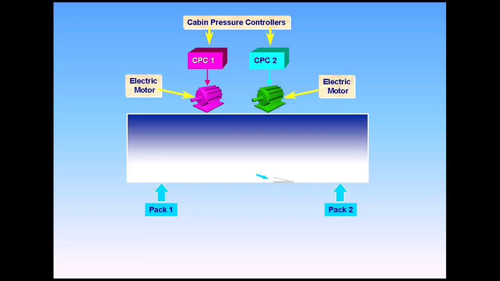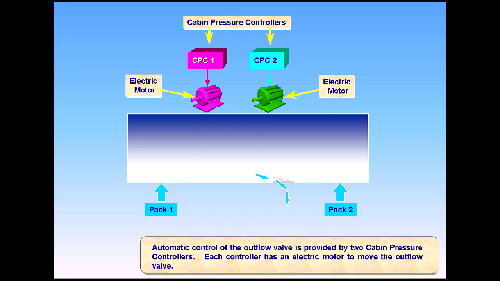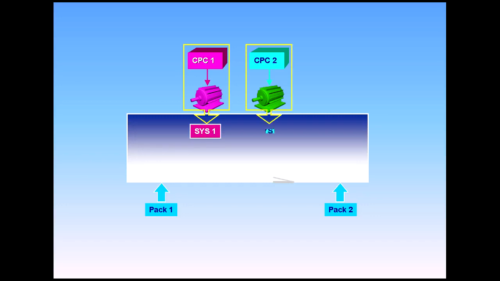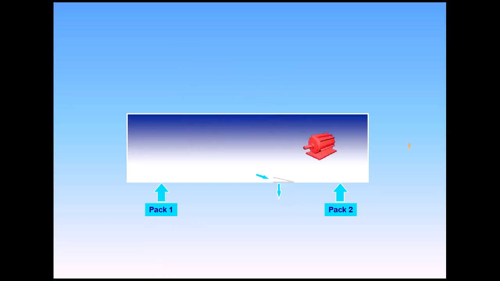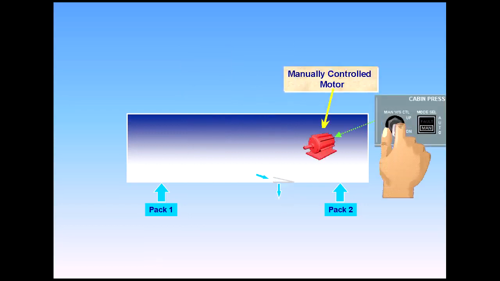Each controller has an electric motor to move the outflow valve. A controller-motor combination is known as a system. Only one system will operate at any one time, with the other system acting as a backup. A third motor is installed for use in the event of both automatic systems failing and requires a manual input to open or close the outflow valve.